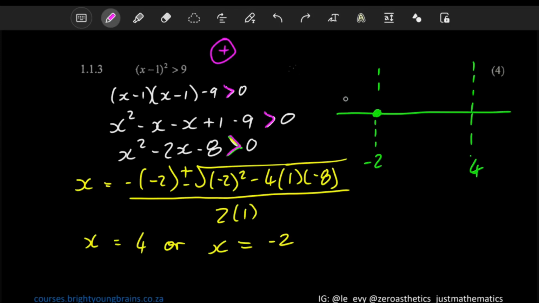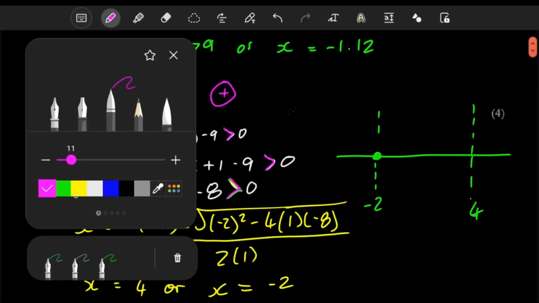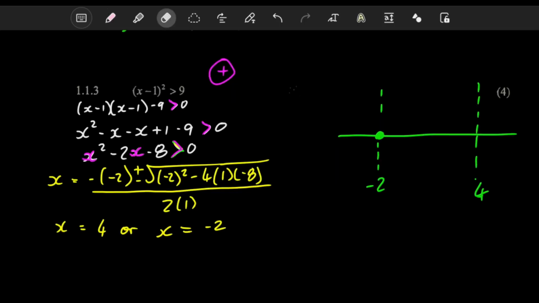You want to think of any number before negative 2, any number in between, and any number after 4. Take any random number before negative 2 and throw that into this equation wherever x is, and then see if that gives you a positive or a negative number. Let's test that out. We could pick a negative 3. You're getting a positive 7.